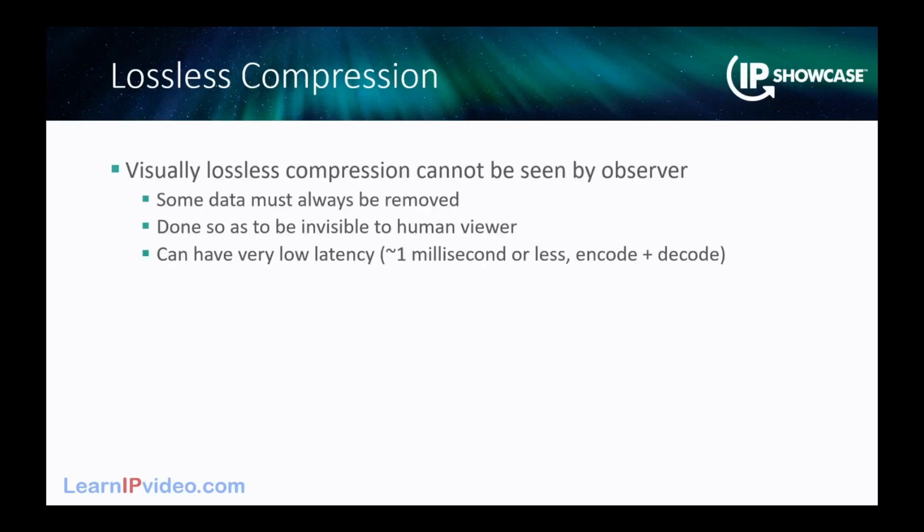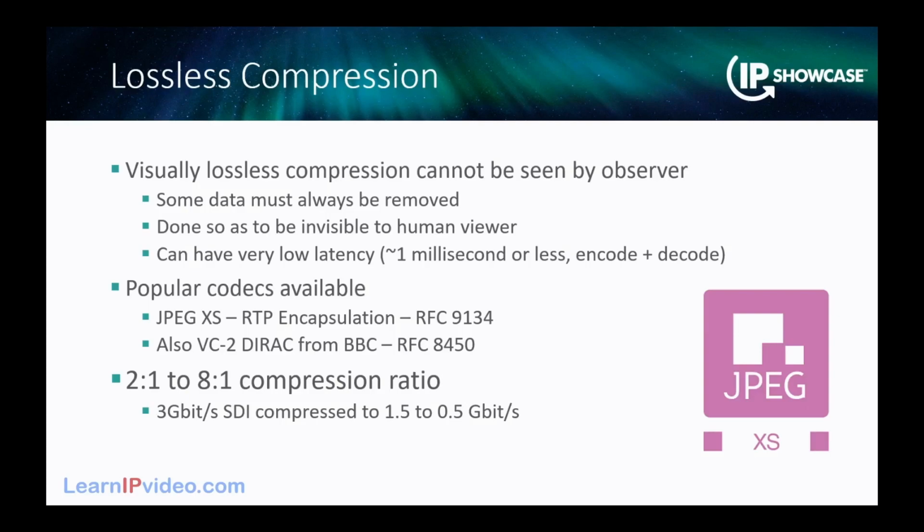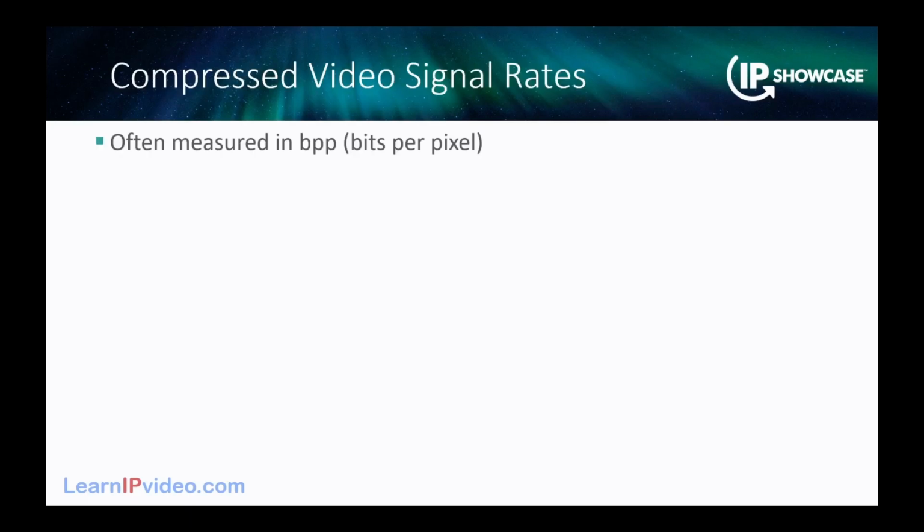We also support lossless compression. So visually lossless compression meant so that an observer can't see it. There's a number of different codecs out there. One of the most popular ones today is JPEG XS. There's an RFC for encapsulating that called 9134. We support that in 2110, but we also support other codecs like VC2. And JPEG XS and these other lossless compression typically run somewhere from 2:1 to 8:1, and you can even go higher. I'm just going to put this chart out here.